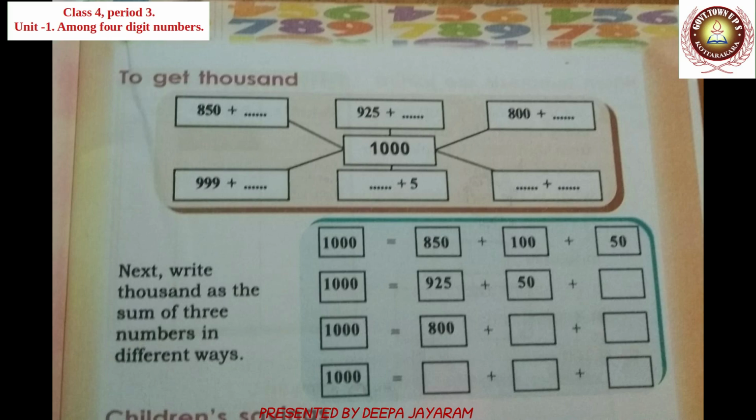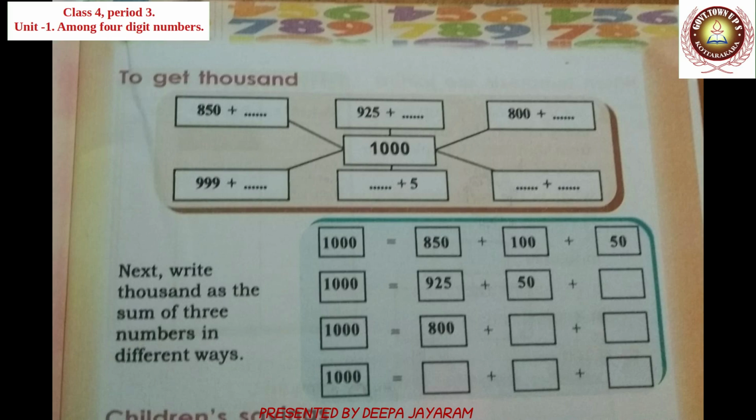Here one activity is also given for you. 1000 can be written as the sum of 3 numbers. One number and one sum is given for you. That is, 1000 is equal to 850 plus 100 plus 50. 850 plus 100 is 950, plus 50 is 1000.